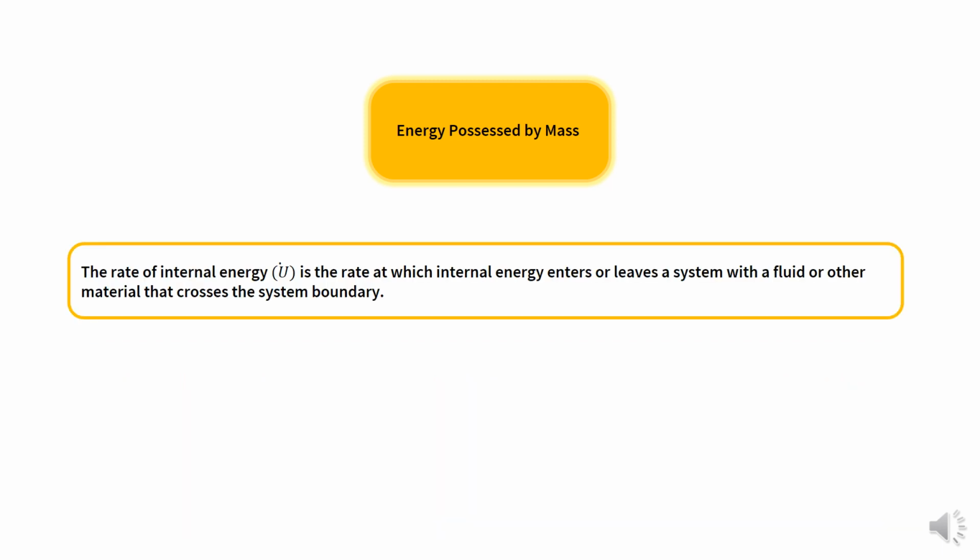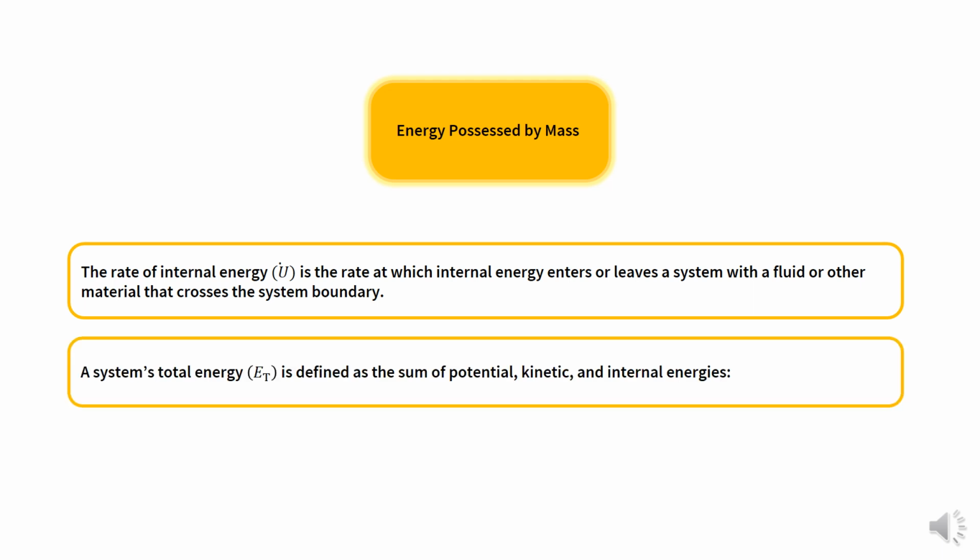And the rate of internal energy, or U dot, is the rate at which internal energy enters or leaves the system with a fluid or other material that crosses the system boundary. And a system's total energy is defined as the sum of potential, kinetic, and internal energies, and the formula can be seen in this slide.